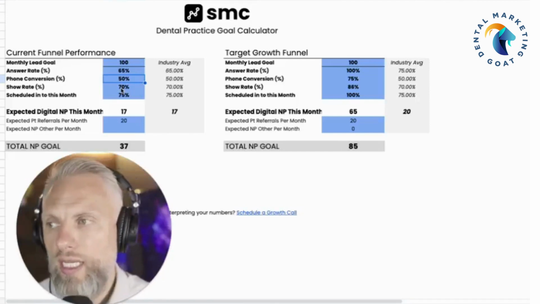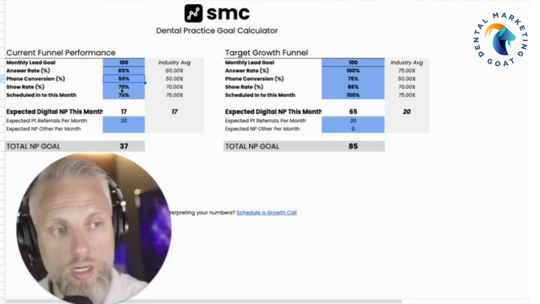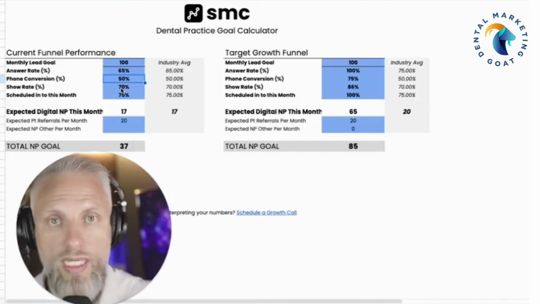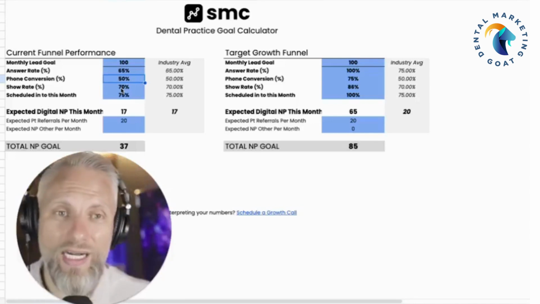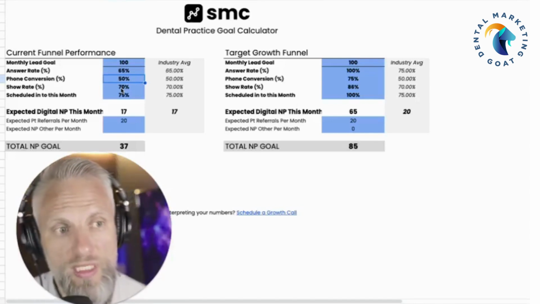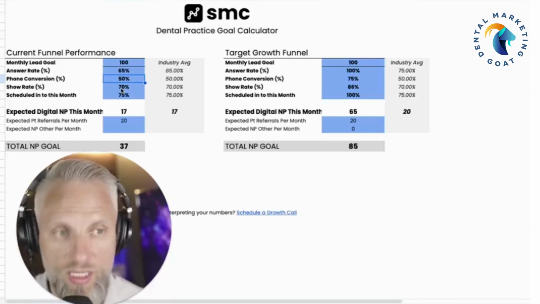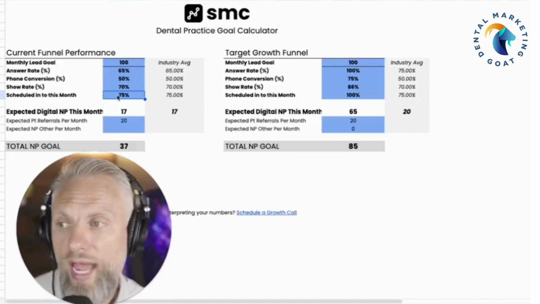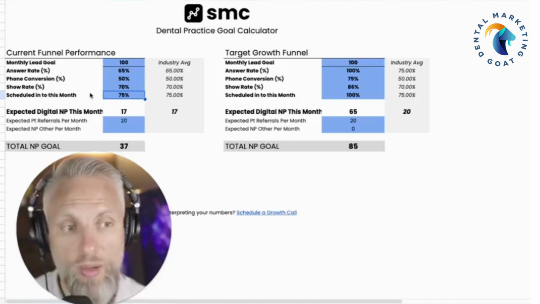Your show rate is the percentage of these patients that are going to show up. Because the average time to appointment in dental is so high or so long, it's 2 to 3 weeks, it floats right around 70% of these patients end up showing up. And then the average scheduled into this month. What do I mean by that?